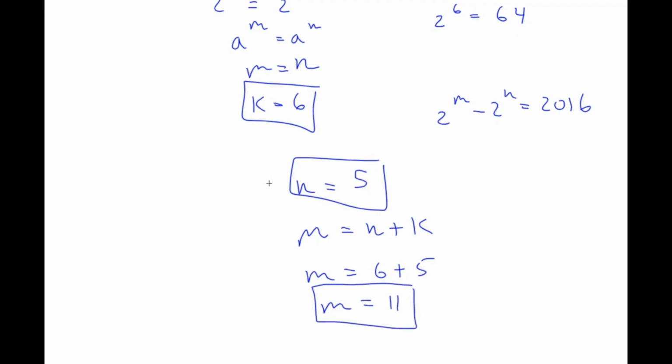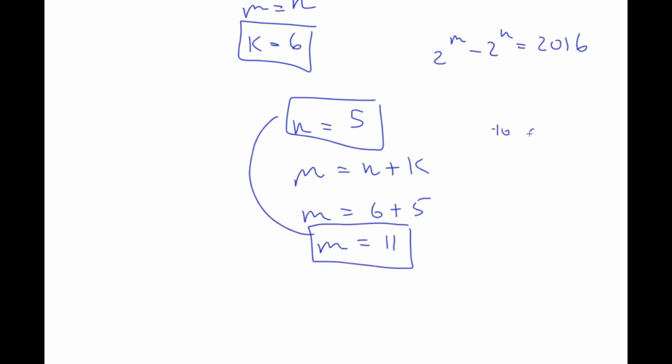So now we have both our values for n and m. So now let's go ahead and check. So m is 11, so we have 2 to the power of 11 minus 2 to the power of n, which is 5, is equal to 2016. Now, 2 to the power of 11, I'm going to go ahead and rewrite that as 2 to the power of 5 times 2 to the power of 6.